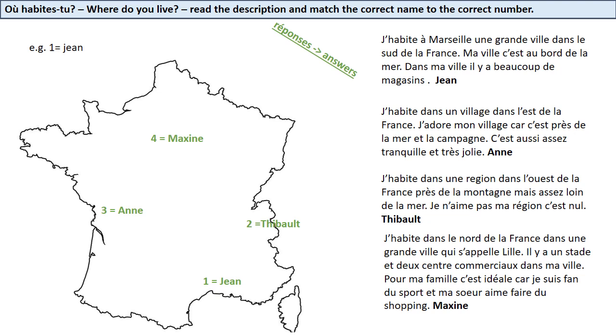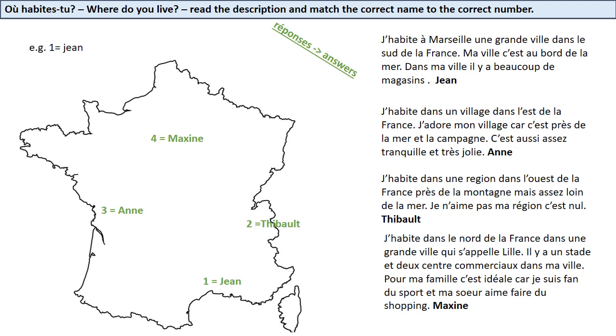Okay, number 3, Anne. J'habite dans un village, so she lives in a village, dans l'Est, in the east of France, dans l'Est de la France. Okay, and again, only person in the east of France there, so it's fairly conclusive after that first sentence. Last but not least, we've got Maxine, number 4, and we'll have a read anyway, even though we know it's her because it's the last one left over.